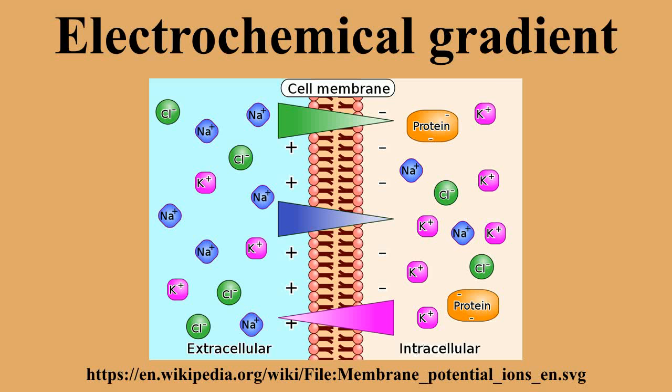An electrochemical gradient has two components. First, the electrical component is caused by a charge difference across the lipid membrane. Second, a chemical component is caused by a differential concentration of ions across the membrane. The combination of these two factors determines the thermodynamically favorable direction for an ion's movement across a membrane.